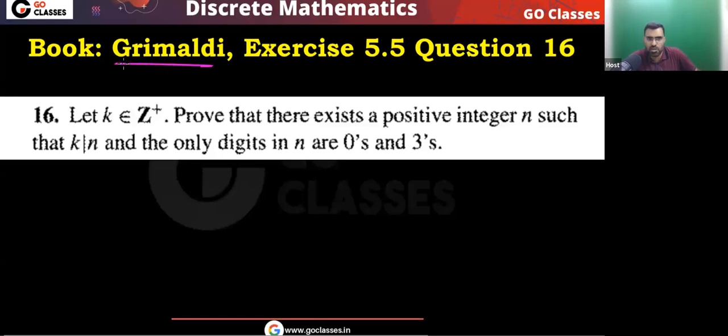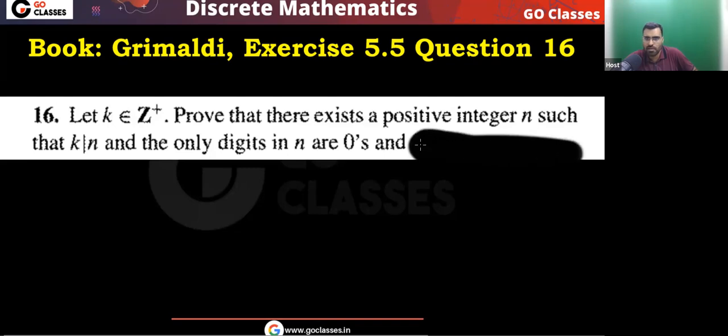And this Grimaldi question is also there. We have solved it. This Grimaldi question, 0,3s. Of course, the same question you can say 0,7s. That is also correct, right? If I say 0,4s, that is also correct. Is this clear? Please tell me.